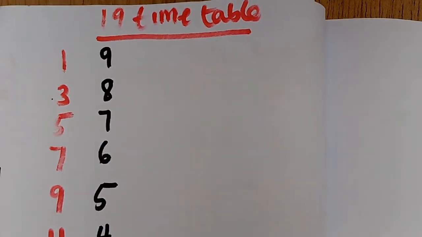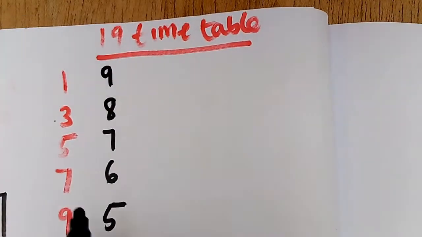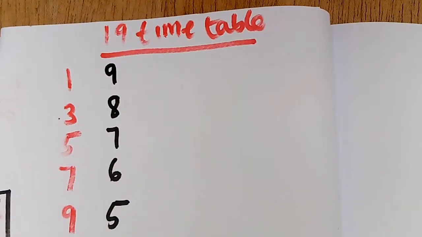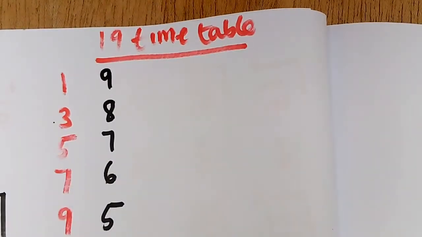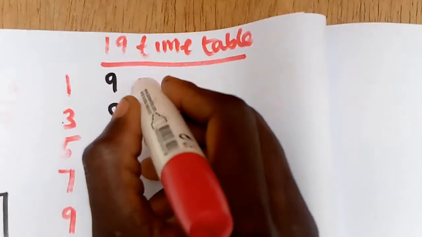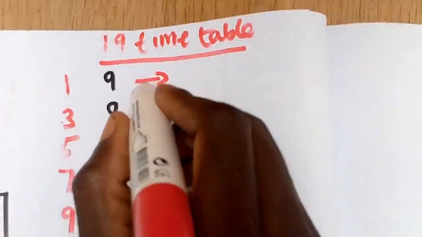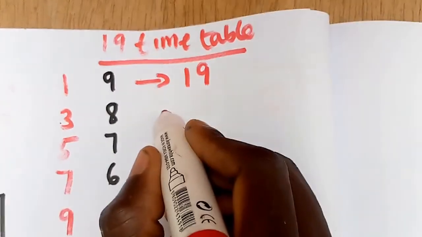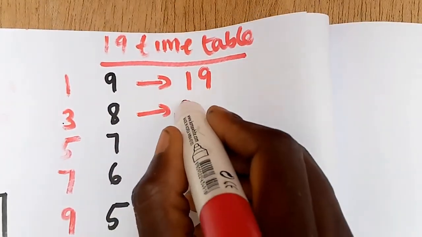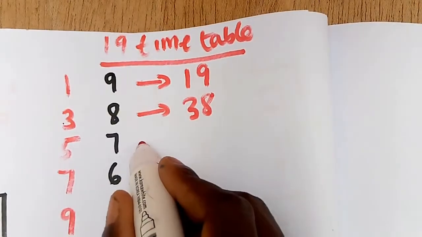So what do we do now? Simple. Now we have this. Let me use my red ink here so they can see it very well. So here, 19 times 1 is what? It's 19. Just write it from left to right. So you have 19 here. 19 times 2 will give me 38.